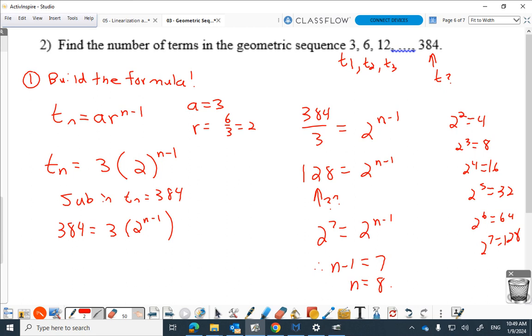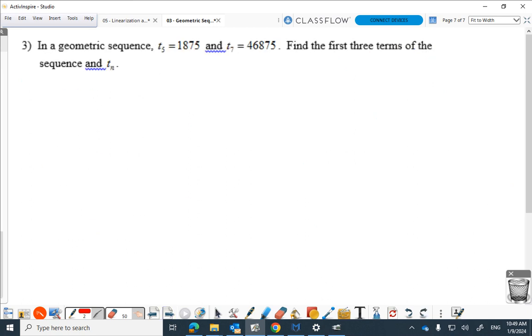How many more? Oh, this one. I love this one. Yes? Test hint. I love this question. Term 5 is 1875. Term 7 is 46,875. Find the first three terms. What? Well, let's write down the formula anyways.